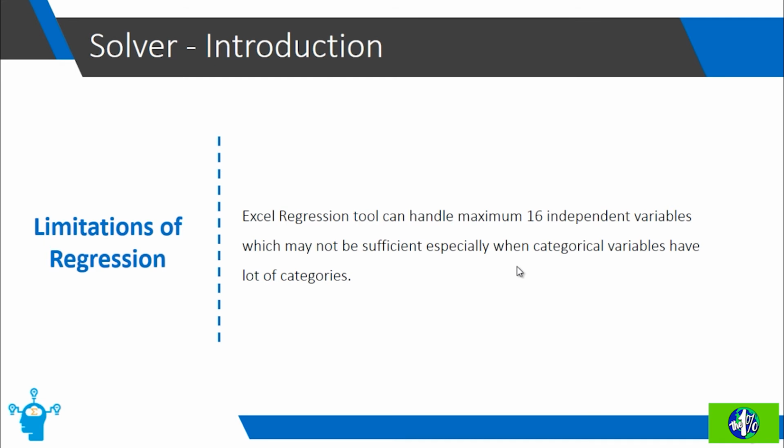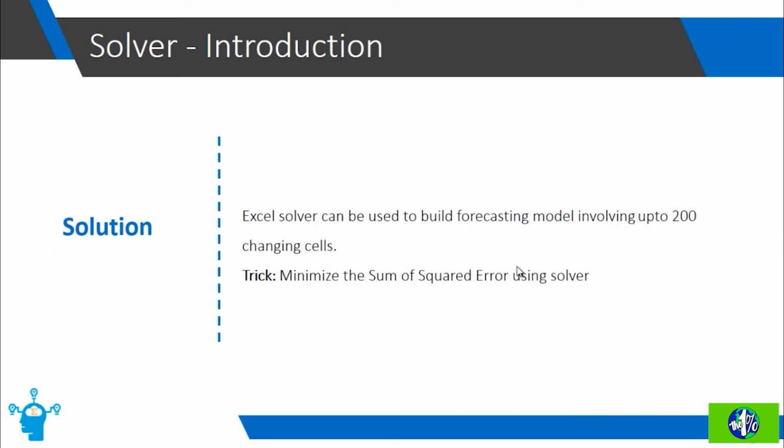In the lectures till now, we have learned how to run the regression tool in the data analysis add-in to find out the relationship between dependent and independent variables. But the regression tool of Excel has a major limitation. It can handle only up to 16 independent variables. Suppose you have a categorical variable with 10 categories, that would mean that you need to create 9 dummy variables. In such a scenario, for our problem statement, the count of independent variables would be more than 16. Therefore, we will not be able to use Excel regression tool. So in the coming videos, we will see how to use Excel solver to build forecasting models, because Excel solver can handle up to 200 changing cells.